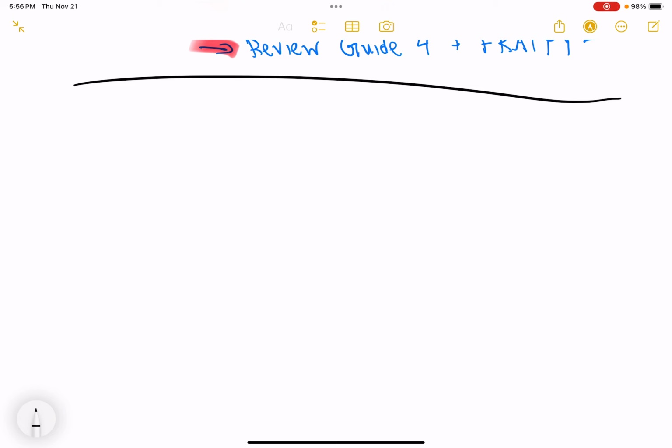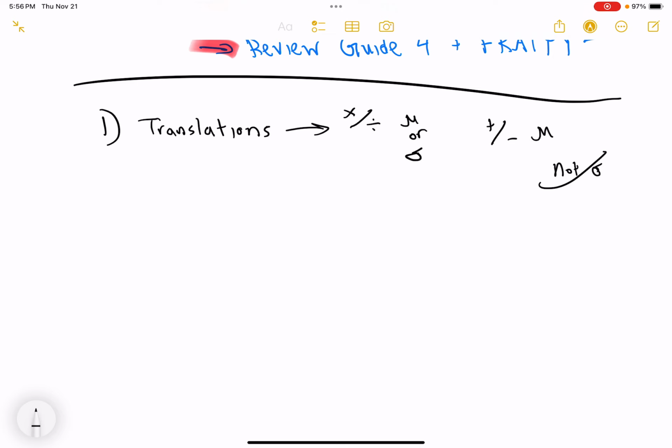Okay, let's go in. Tip number 1. Know your translations, okay? And know your rules for translations. So remember always that for multiply and divide, that will work for the mean or the standard deviation. Both of those will be impacted by multiplying and dividing. On the other hand, adding and subtracting only applies to the mean, not standard deviation. We do not add or subtract from a standard deviation.